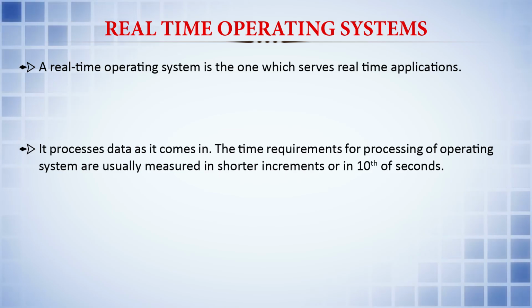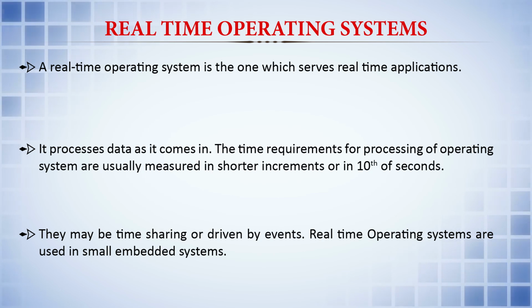Suppose the reactive operation does not happen, there may be a disaster, or there may be an accident in a car, or in the industry. Suppose they are being used for industrial uses, then there may be a hazard happening in the industry also. So, there may be time sharing or driven by events. Real time operating systems are used in small embedded systems which require immediate responses. So, let us see the features of the RTOS.